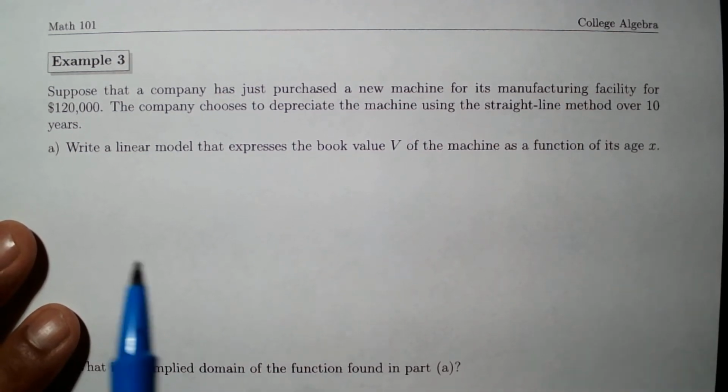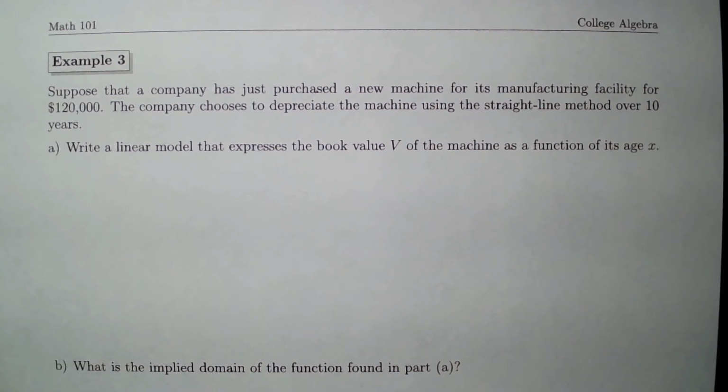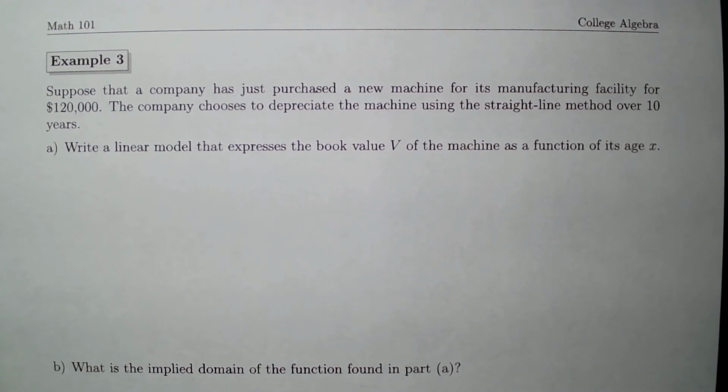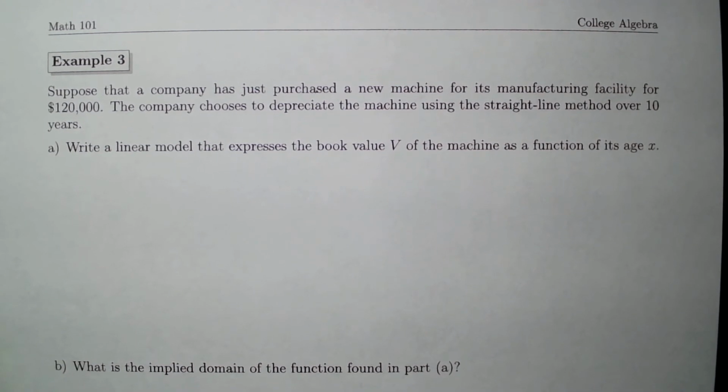Okay, write a linear model that expresses the book value v of the machine as a function of its age. Okay, so in this case, what kind of information do we need to come up with a linear function? Again, keep in mind that we need the one point and the slope. However, we don't have the slope, and in a way we have the points. Okay, so we are going to define 2 points in this case.